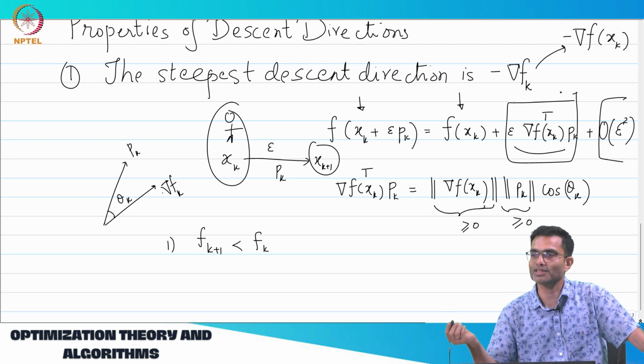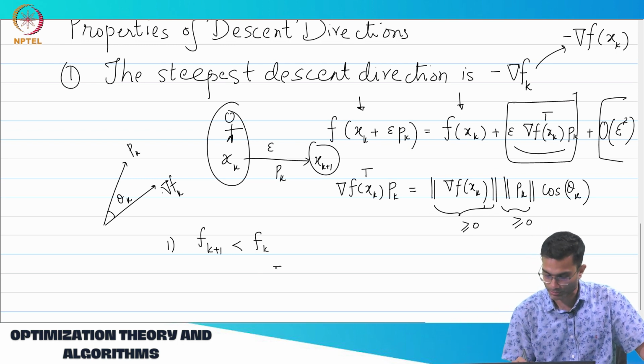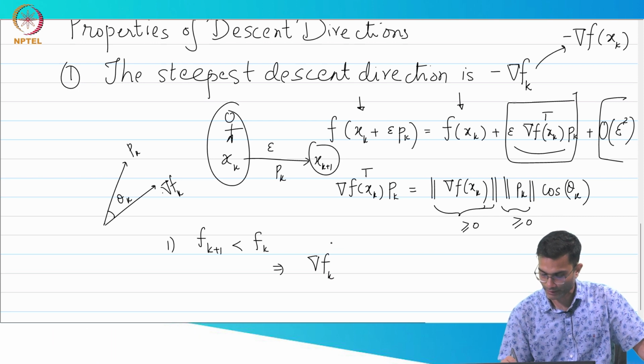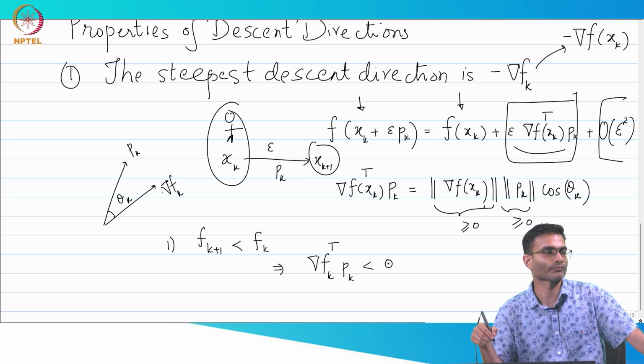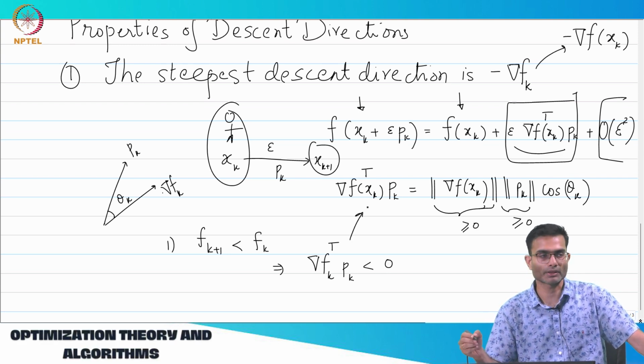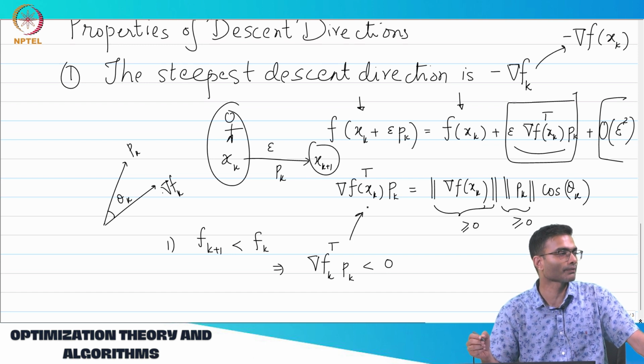Has to be negative. That's the only way it could be a descent direction. So this implies that grad fk transpose pk should be less than 0. Now we have opened up this expression over here. It has two positive terms and one term which can flip sign. Cos can be positive or negative.